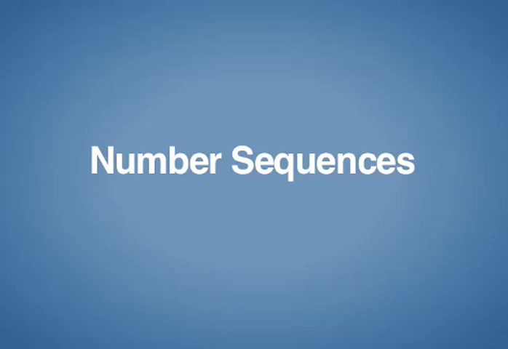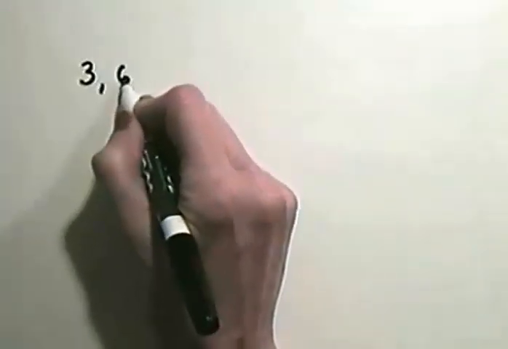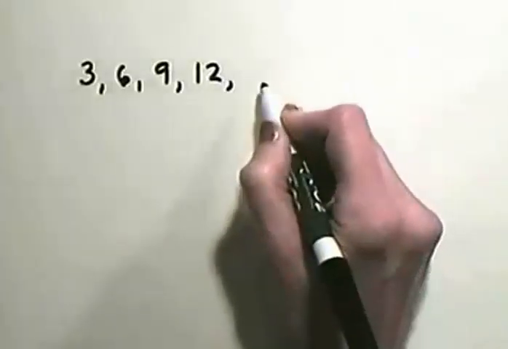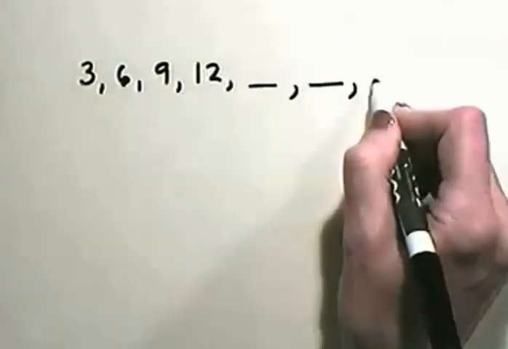Now, we're also going to use inductive reasoning in order to come up with number sequences. Let's see if we can continue the patterns there. Let's start with 3, 6, 9, 12. Can we determine what the next 3 entries would be in this pattern?